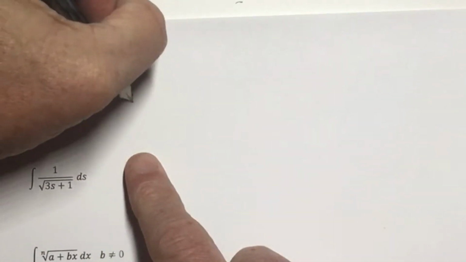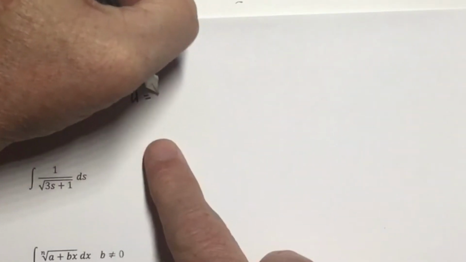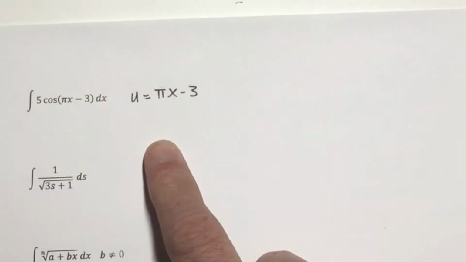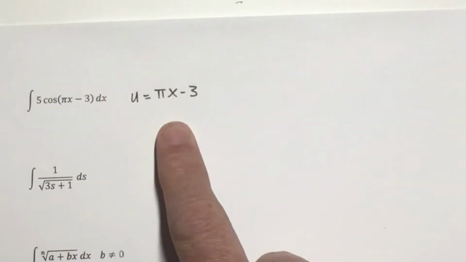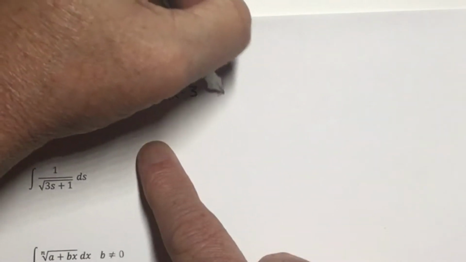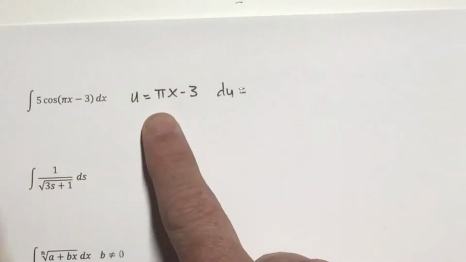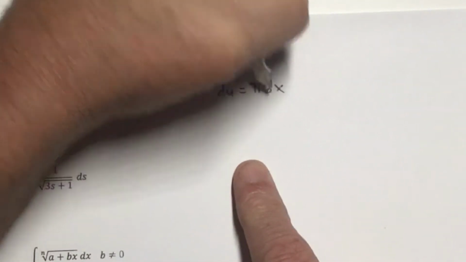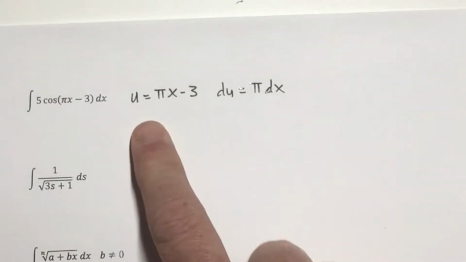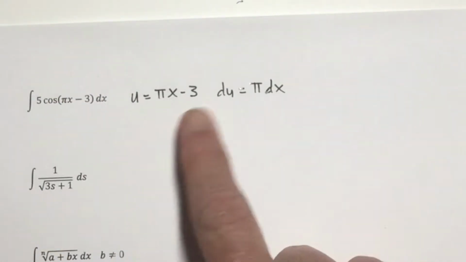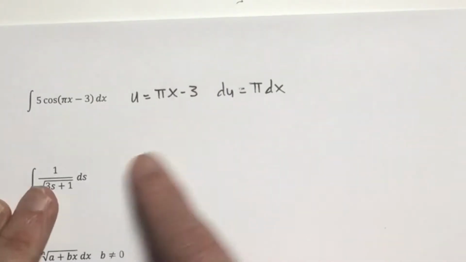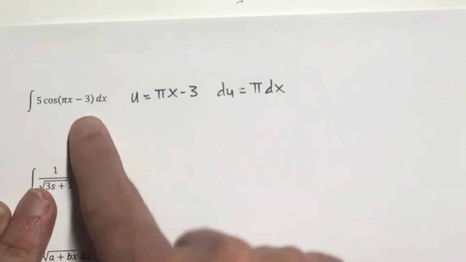So here we're going to make U equal to pi x minus 3. Now if U is equal to pi x minus 3, then the derivative of U, or du, is simply going to be pi, and then don't forget the chain rule, dx. So the goal when using U substitution is that I choose a U, and then the result of taking that derivative of U will then let me represent everything I have in my original integral.